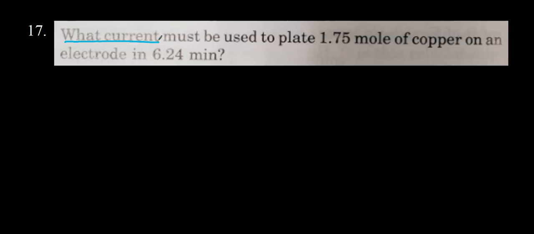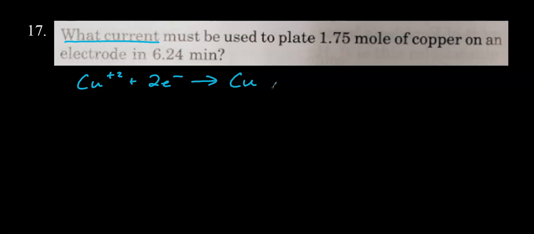So for this example, let's just assume that it's copper 2 that is being reduced, so I'll help you out with that part. So again, we start off with our balanced half reaction. Copper 2 ions gain 2 electrons to form copper metal.